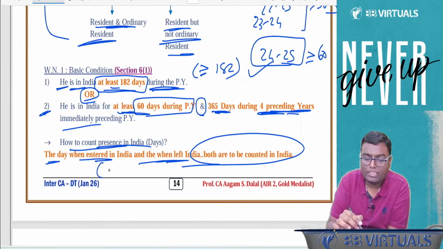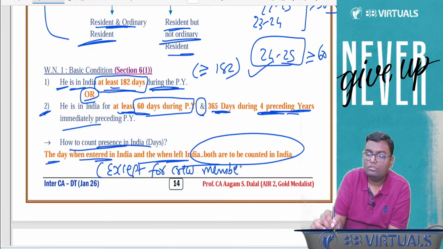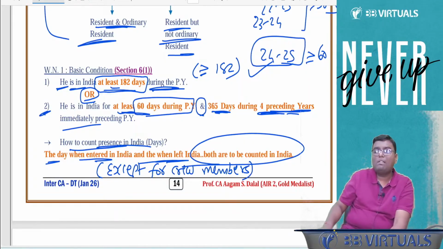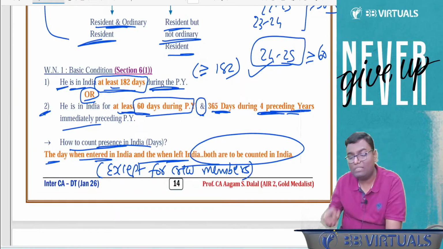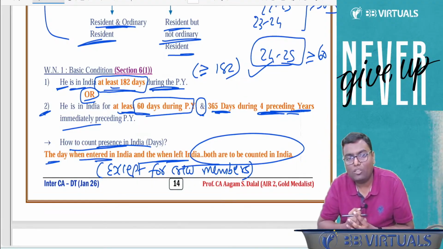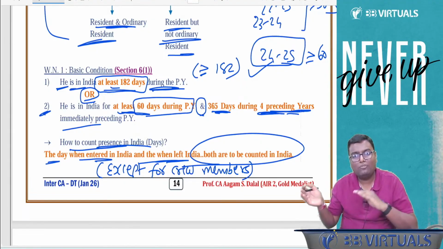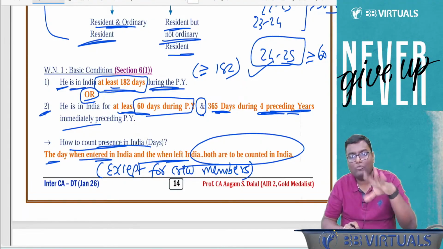Just note down one thing over here, except for crew members. Those who are crew members of a ship, for them there is a separate rule, rule number 126. And that we'll see later on. In that, something different is to be done. So apart from those crew members, for every other person, these days are to be counted in India.